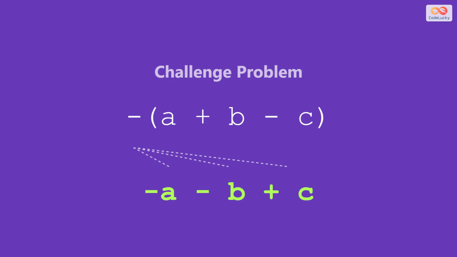Let's try a challenge with 3 terms. Negative, open parenthesis, a plus b minus c. The rule doesn't change. We distribute the negative to all 3. A becomes negative a, b becomes negative b, and negative c flips to become positive c. The result is negative a minus b plus c.